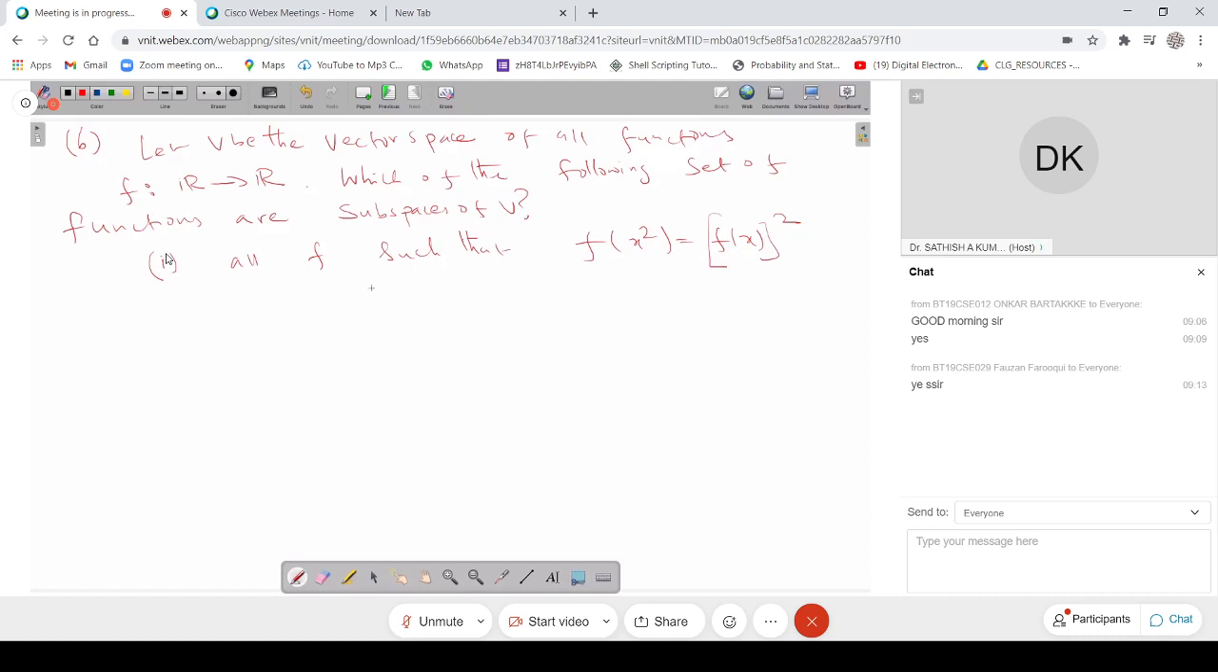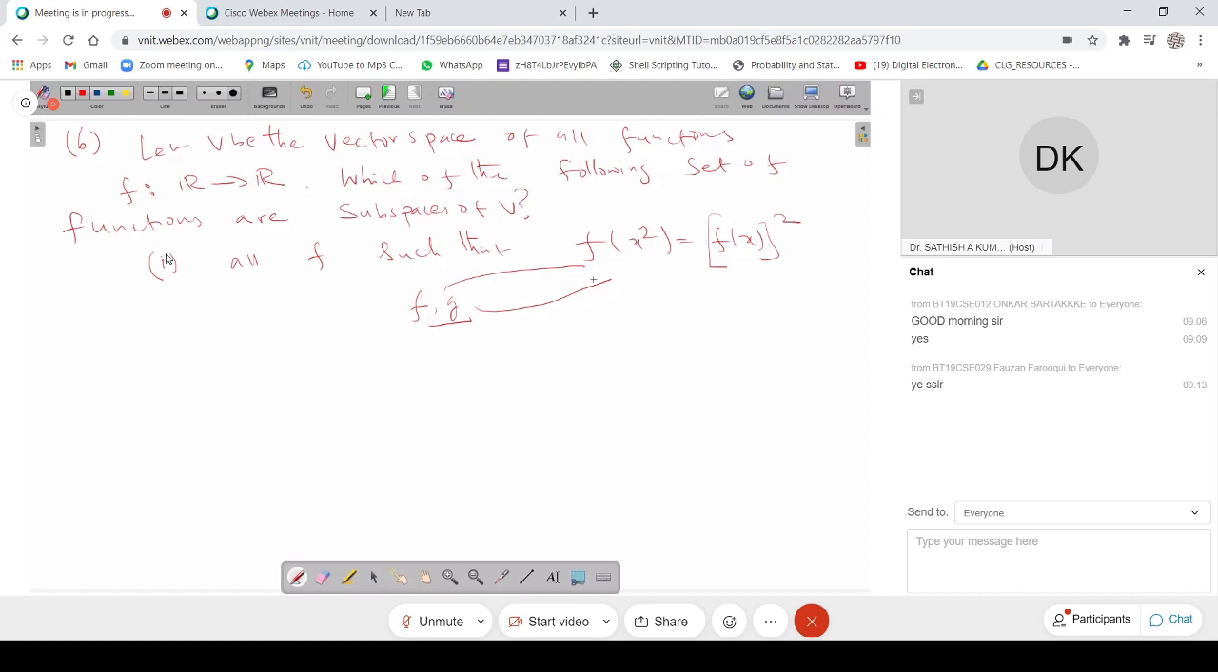See, whatever f you take, that will satisfy this condition. Suppose you fix f of x equal to x, it will satisfy this condition. But in order to verify the subspace, you have to take two different functions, f comma g. f will satisfy this condition, g also will satisfy this condition. Now we have to see what about their linear combination, whether it will also be the same. If that is so, then you can say that it is a subspace.